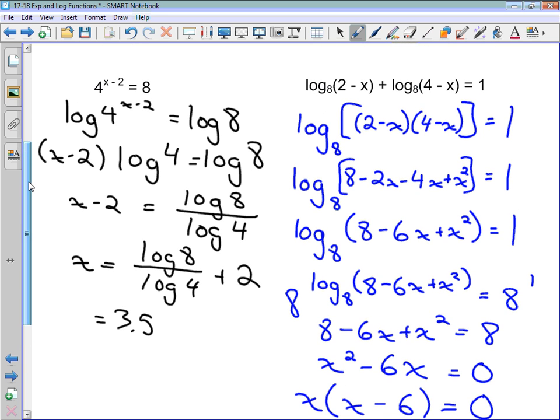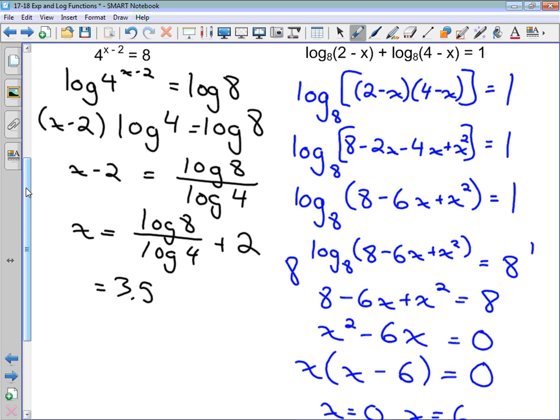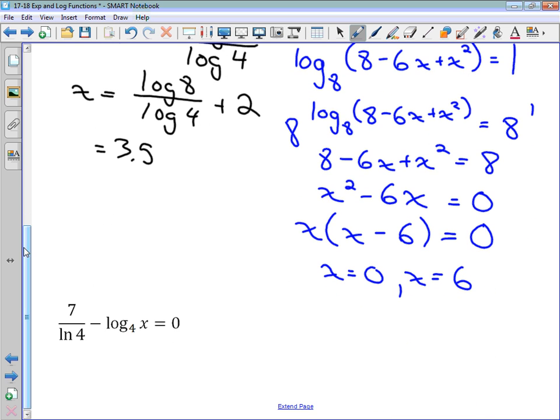In our original, we weren't just taking the logarithm of x. We were taking the logarithm of 2 minus x and the logarithm of 4 minus x. So we want to imagine subbing in our two solutions for x. If I sub in 0, I'm taking the log of 2 minus 0, or the log of 2. I can do that. I'm taking the log of 4 minus 0, or the log of 4. I can do that. That is good.